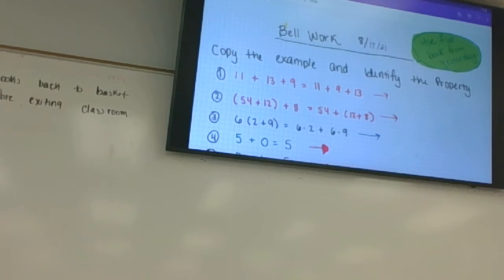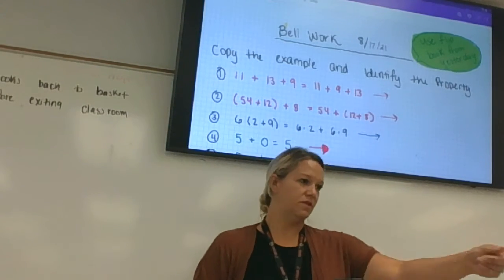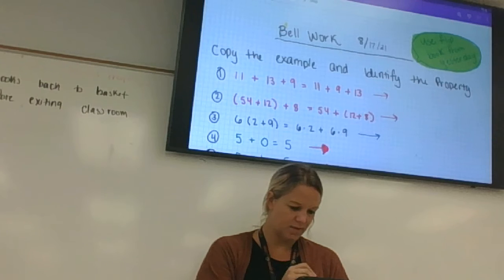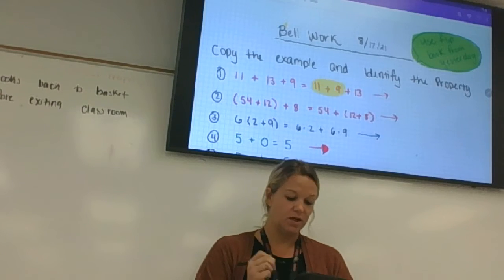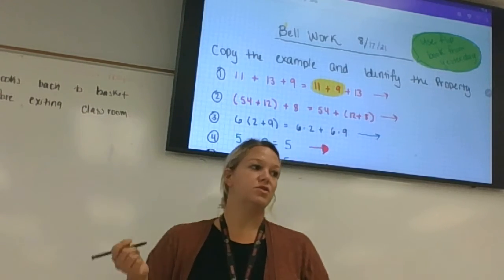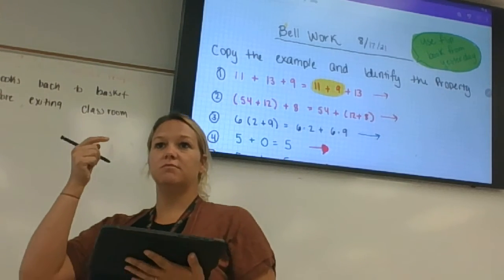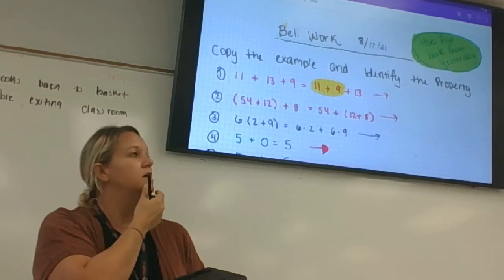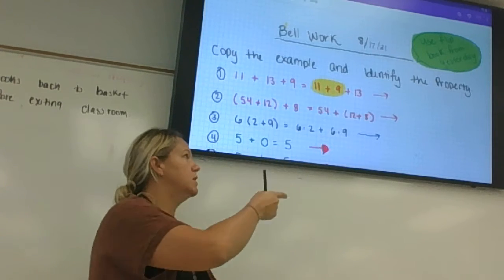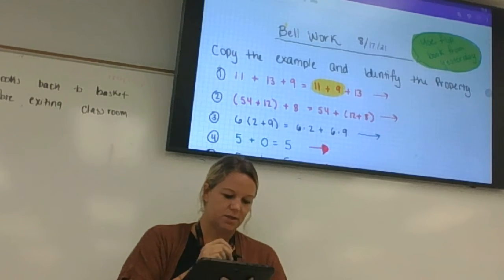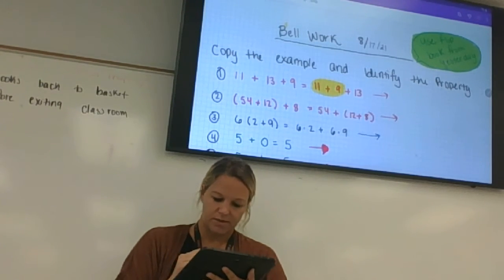So, who can identify in number one how the right side is different from the left? Go ahead. Right, 9 should be next to 13. When we do mental math, we're kind of doing that in our head. And the reason we can just pick and choose the order that we add in is because of the commutative property.